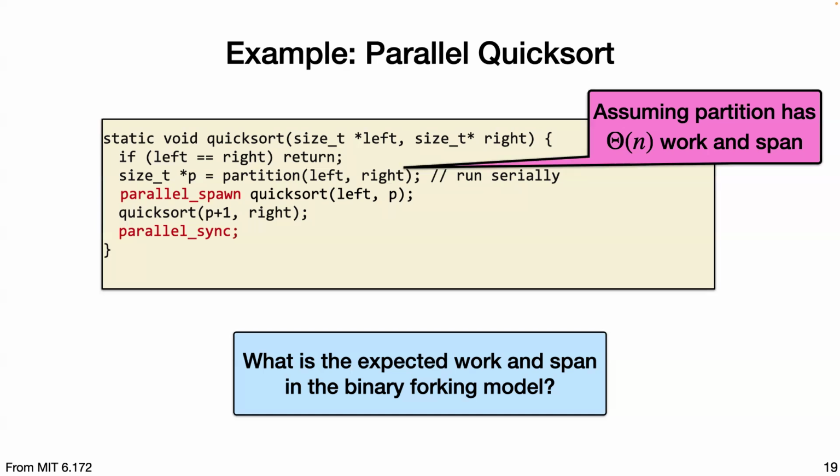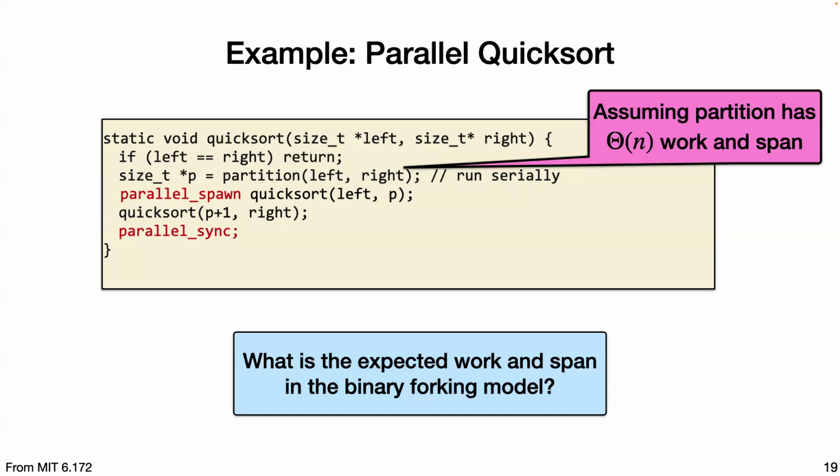You can start with the work. So this step is n, this step, and then these are 2 recursive halves. Does this change the expected work of quicksort? You say no, why?